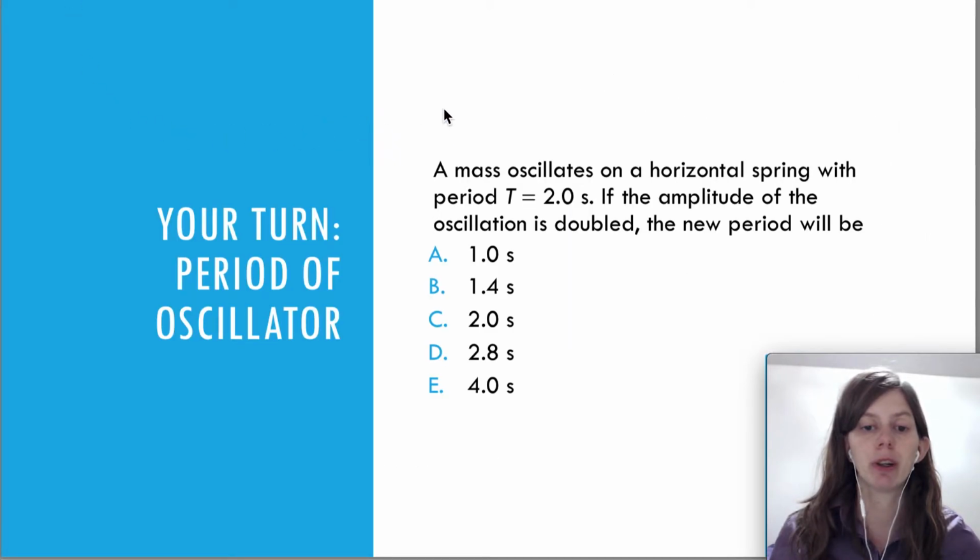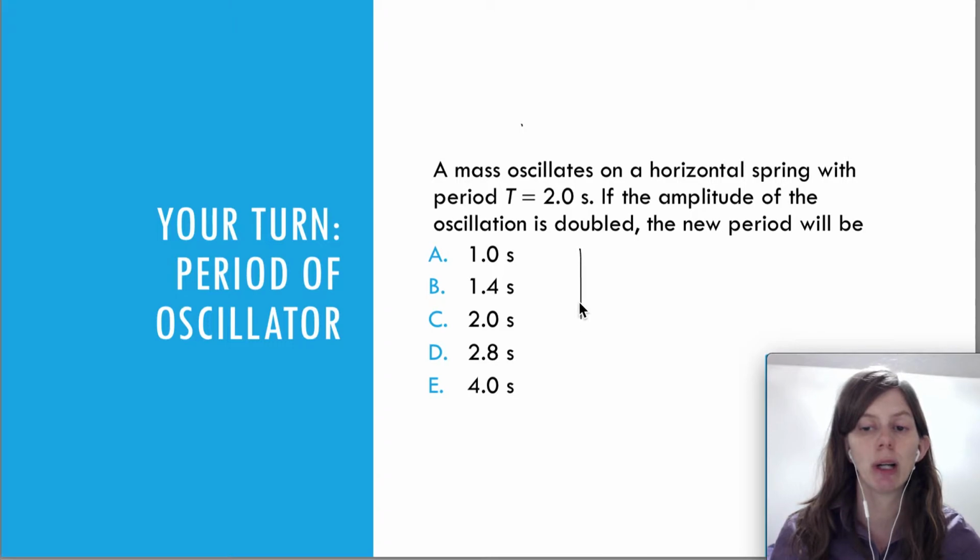Let's do a question. A mass oscillates on a horizontal spring with period T equals 2 seconds. If the amplitude of the oscillation is doubled, then what's going to happen to the period? So how long is it going to take to oscillate if you double the amplitude?